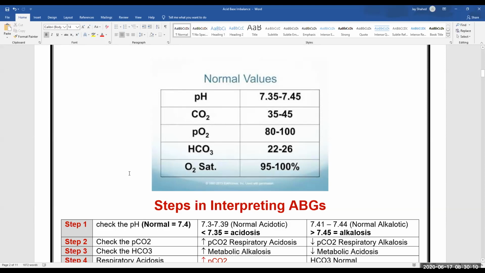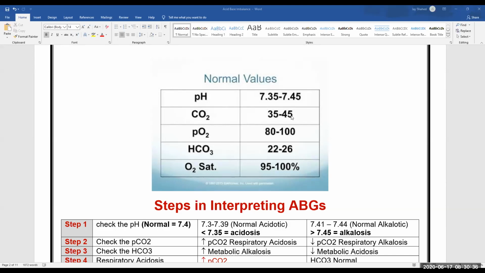All right, for carbon dioxide, you need to remember that 35 to 45 is the number here. Now this is easy to remember because you look at this here, it says 7.35 to 7.45. Just take these two numbers and put them right there. So the pH 7.35 to 7.45, CO2 35 to 45, that's excellent right there.